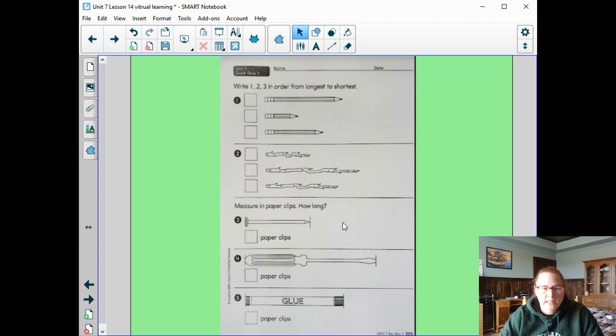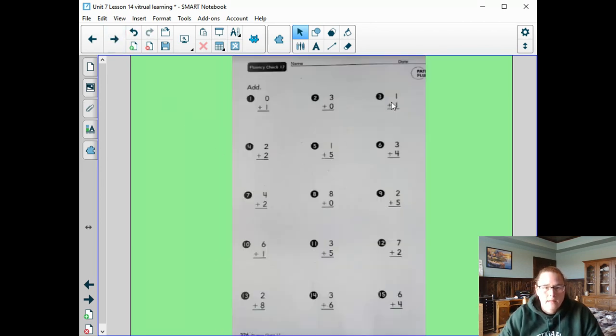All right, so hopefully you have your paper clips. Measure how long for number 3, 4, and 5. When you're done, flip it over. Here, there's not too many directions. I want you to add. So you're going to pause the video, press pause, solve these problems. And when you're done, come on back for the next set of directions.